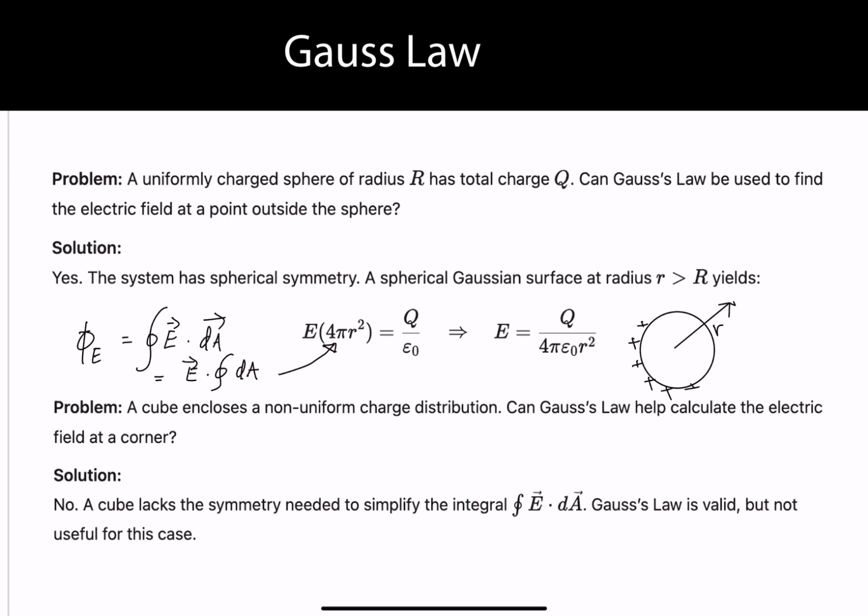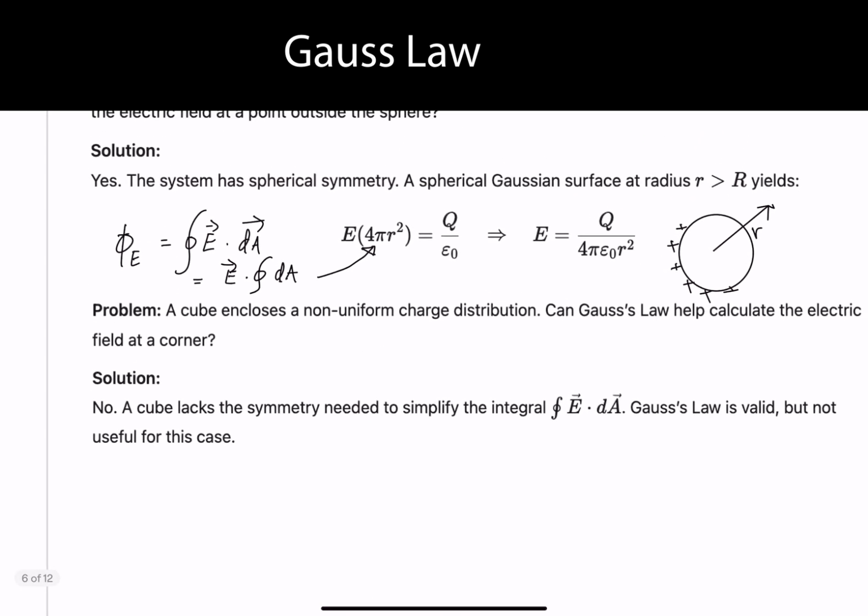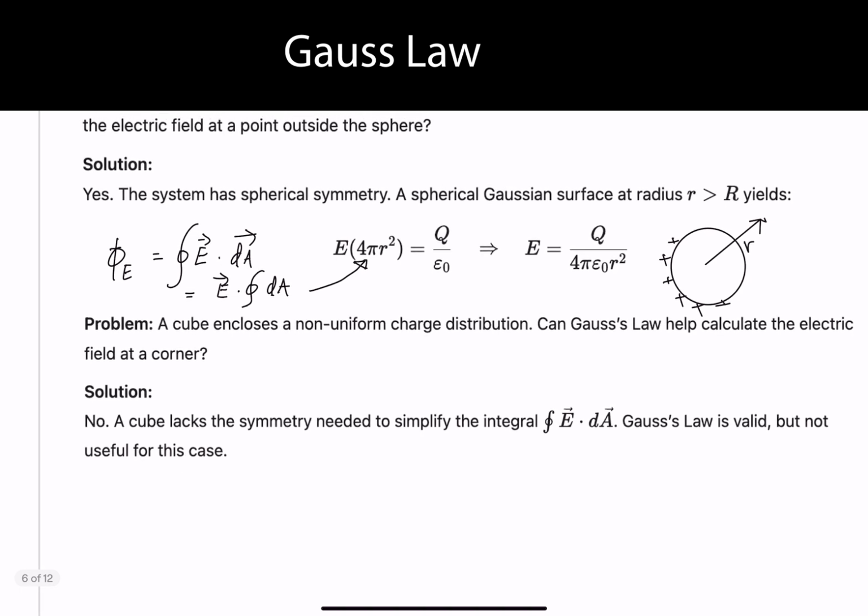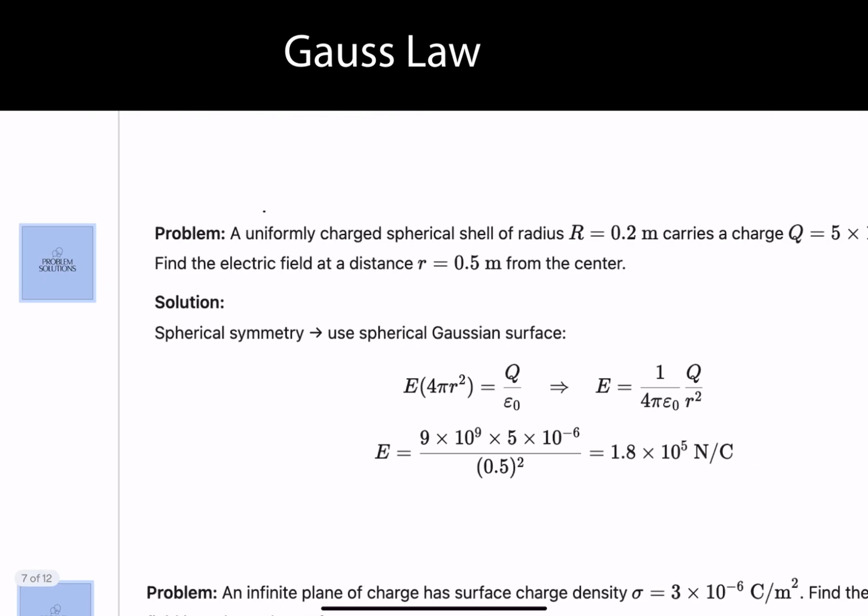There's a second example where Gauss's law cannot be applied. A cube encloses a non-uniform charge distribution. Look at that. Can Gauss's law be used in this case? No, because a cube lacks symmetry, and the charge distribution is non-uniform. Gauss's law is valid in every case, but not useful in this case, okay?